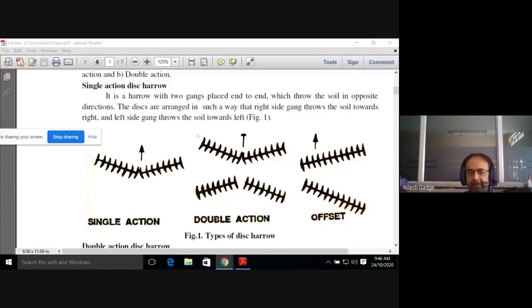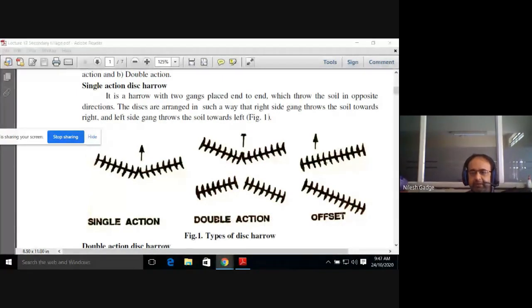आणि हा समजा राईटला सॉइल. इकडच्या एका गँगच्या डिस्कचे अरेंजमेंट आणि त्याच्या मागच्या गँगच्या डिस्कचे अरेंजमेंट कम्प्लिटली अपोजिट आहे. मग जर पल्वराइज केल्यानंतर सॉइल लेफ्टला टाकत असेल तर इकडची ही गँग राईटला टाकते, म्हणजे डबल पल्वरायझेशन होतं. ओके, सॉइलचं अपोजिट पल्वरायझेशन होतं. पुढची गँग लेफ्टला टाकत असेल तर मागची गँग राईटला टाकत असेल. सो डबल ऍक्शन ऑफ द सॉइल ऑर डबल पल्वरायझेशन ऑफ द सॉइल टेक्स प्लेस, दॅट्स वाय इट इज कॉल्ड एज अ डबल ऍक्शन डिस्क हॅरो.